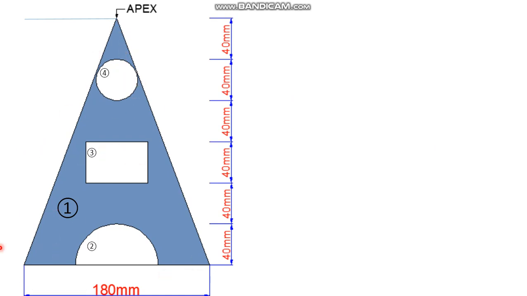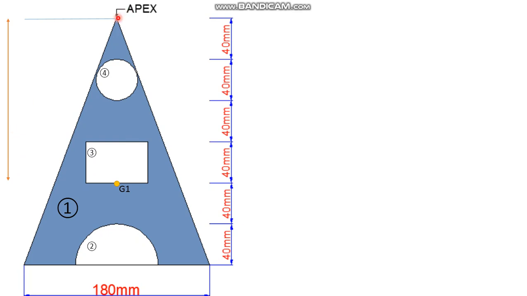In this figure the whole triangle of 180 mm base and 240 mm height is area 1, the semicircle of 40 mm radius is the second area, a rectangle of 60 mm width and 40 mm height is the third area, and a circle of 40 mm dia is the fourth. Since you need not find x bar, only y bar has to be found. So here I am measuring y from this apex.